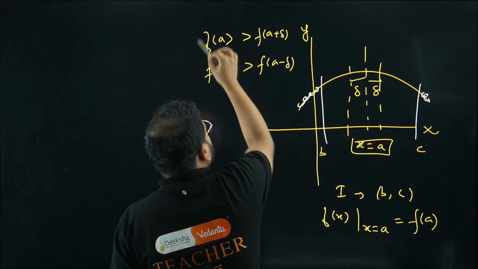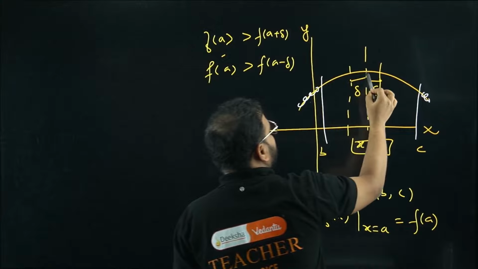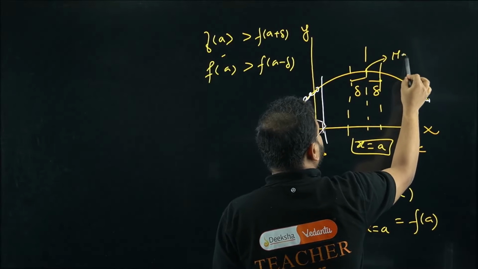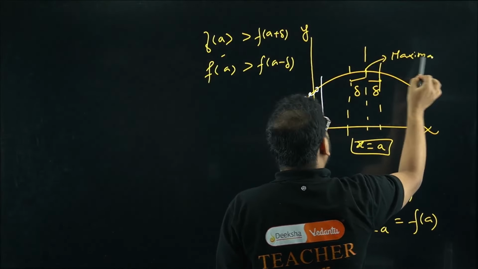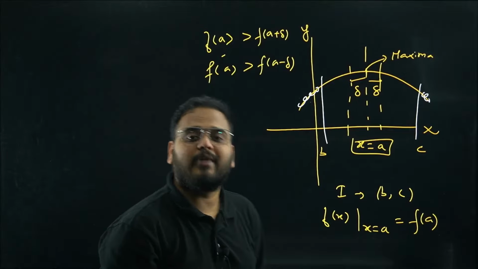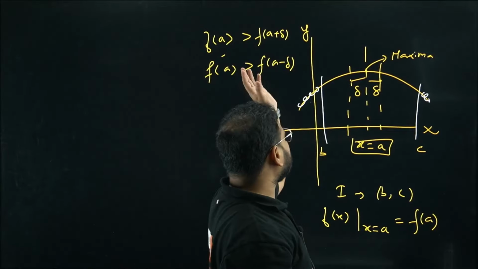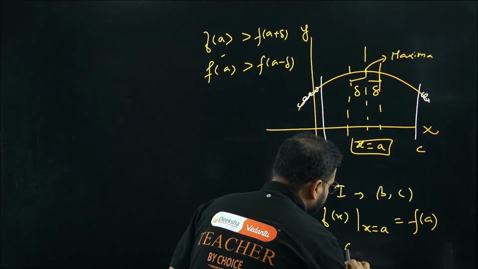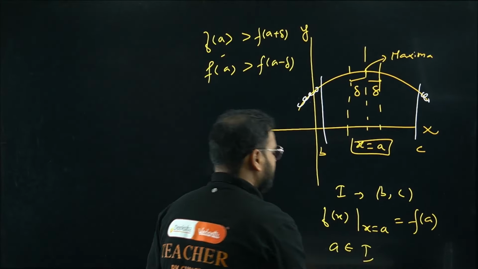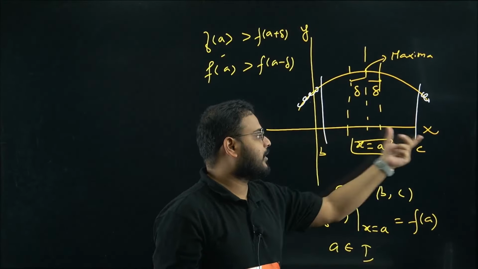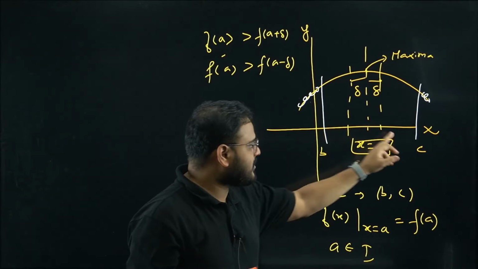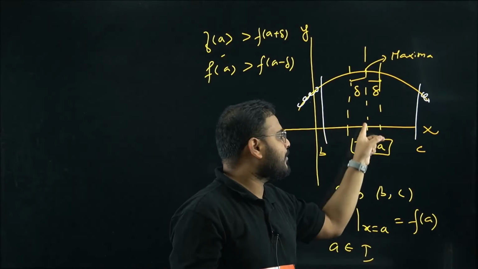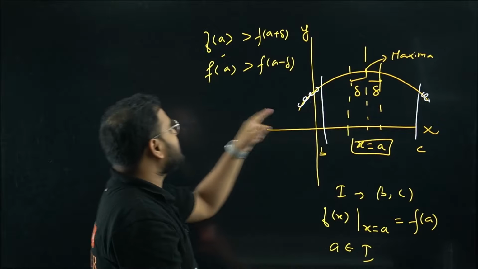This is called the point of maxima, and f(A) will be called the maximum value. Again, this A has to belong to the interval I only, B to C. Doesn't A lie in the interval B to C? Yes, sir. From B to C means A is part of that. Yes, this is the point of maxima.